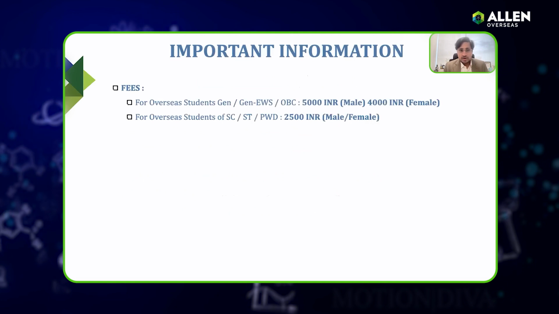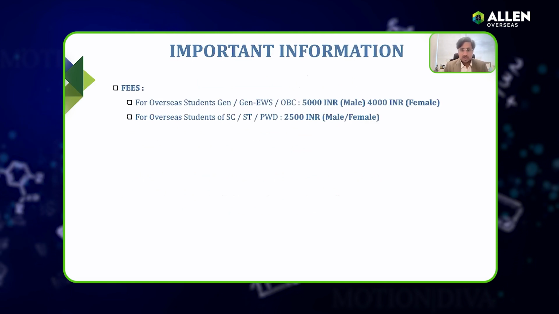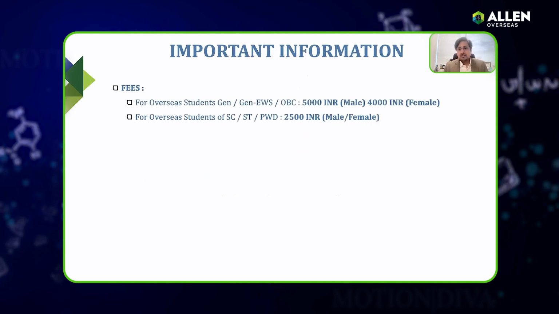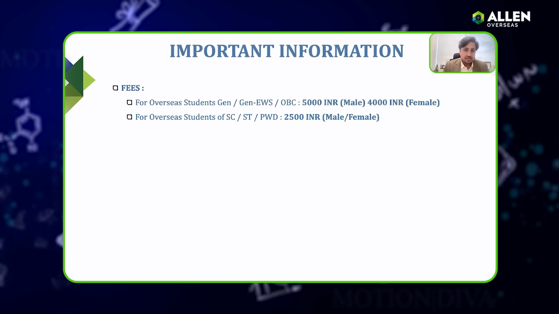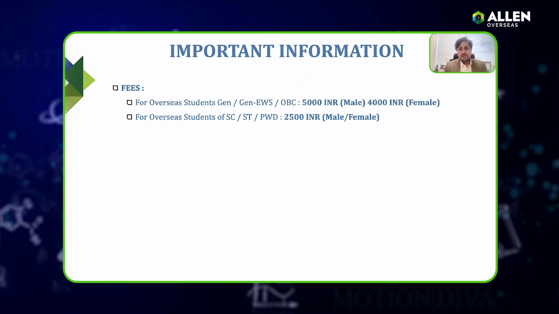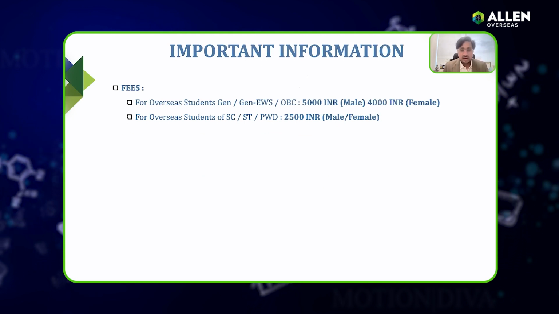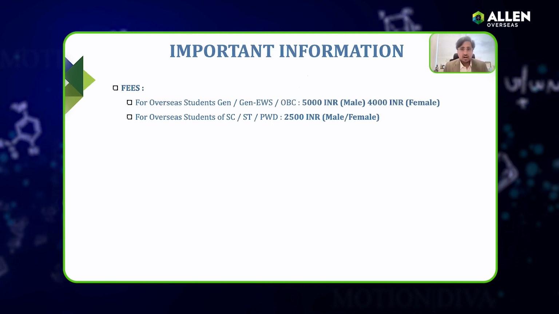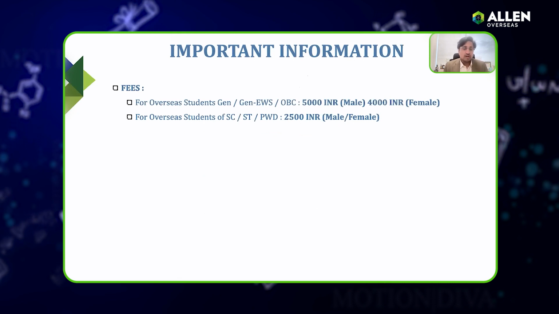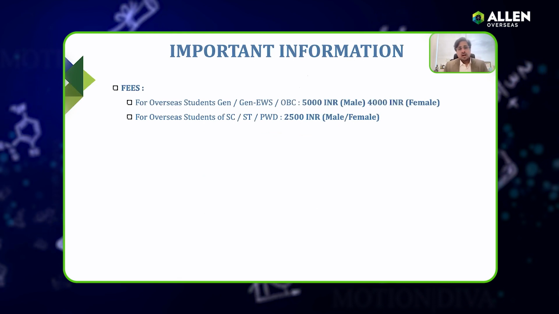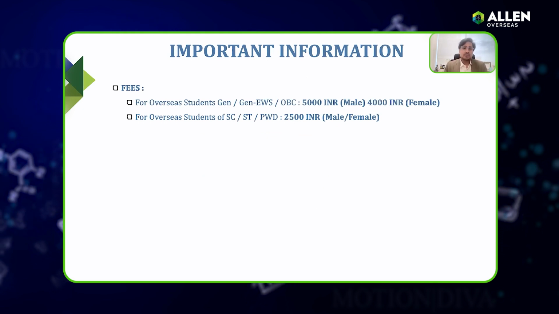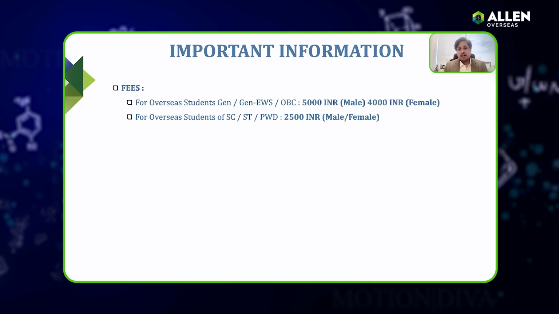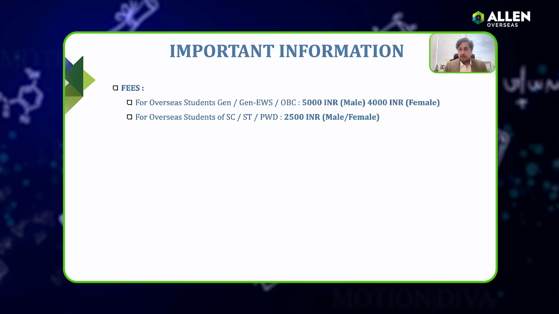Some more important information. Well, for the fee for the overseas students this year, there has been a slight difference between male and female students. The male aspirants, if you belong to general, general EWS or OBC category, have to pay 5,000 INR. If you are a female candidate, you have to pay 4,000 INR. The overseas students of SC, ST or PWD, physically handicapped students, have to pay 2,500 irrespective of the gender.